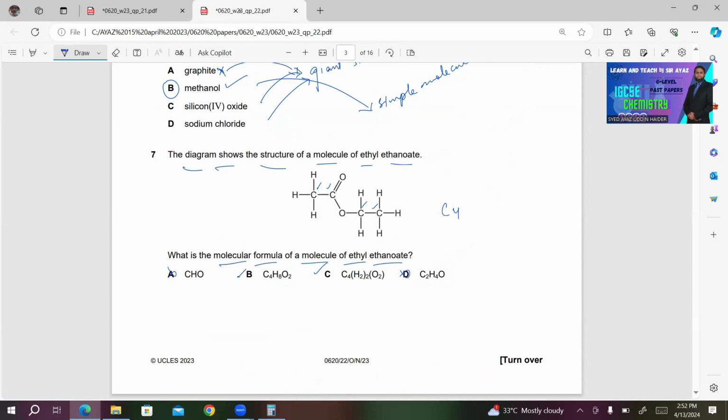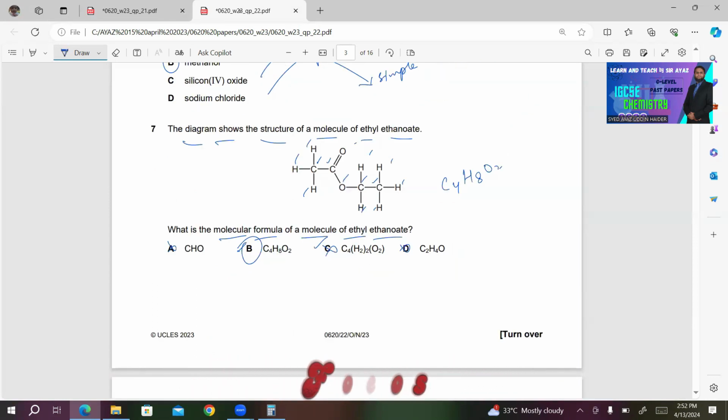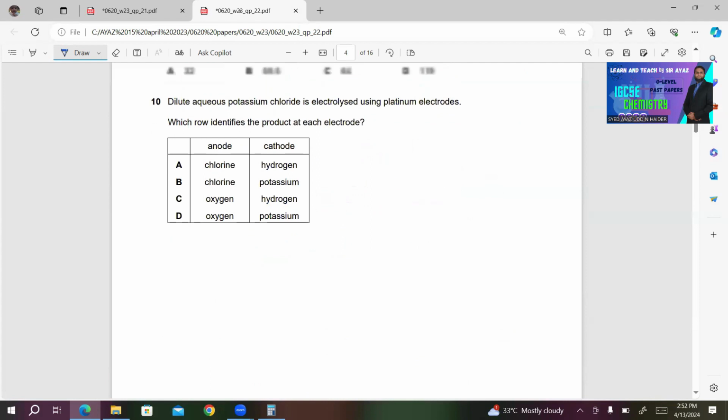Always do this. When you narrow down the choices, it will become easier for you to pick the right answer. What about hydrogen atoms? 1, 2, 3, 4, 5, 6, 7, 8. C4H8. Oxygen 1, 2. C4H8O2. So it must be B. You can't have C as your correct answer. So B is the final answer for number 7. Moving to next part. Next question.